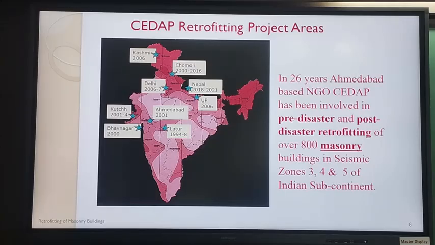Maybe I shared a similar map earlier, but we started with Latur, and in between we went to Uttarakhand. There was an earthquake there. Then we went to Gujarat. There was an earthquake in 2000, just a few months before that big earthquake of 2001 in Kutch. And there was a talk, can there be more earthquakes?